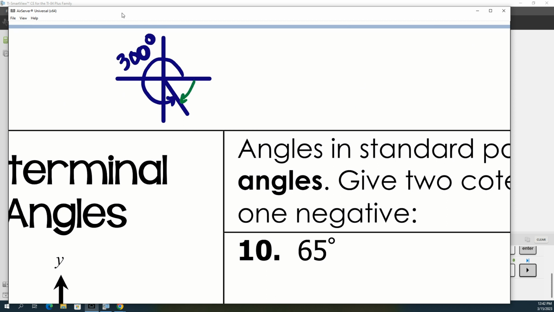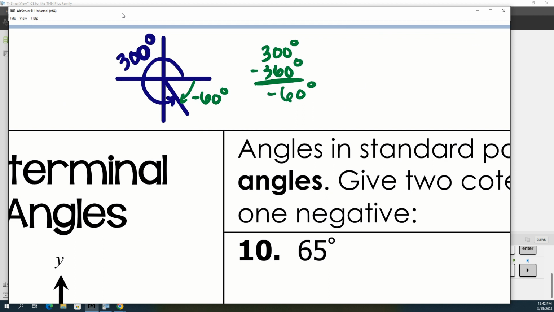What do you guys think that angle would be? Negative 60 degrees. All right. So to get that coterminal angle, what Nolan did was take the 300 degrees and subtract 360 degrees from it and got the negative 60 degrees. Right? There are more coterminal angles.